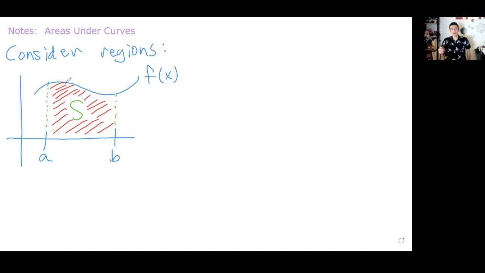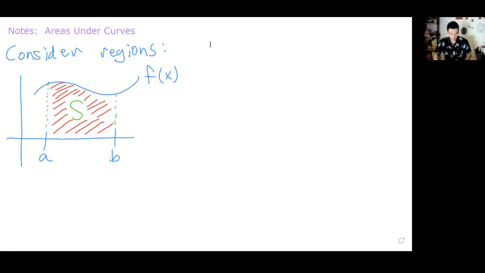When you were younger, they had you find areas of things like squares, triangles, rectangles, parallelograms, circles, and so on and so forth, right? You know the formulas for all those shapes, but what kind of shape is this here? It's nothing you've ever seen because it's fluid. It goes up and it goes down and it twists and turns. I don't know what kind of shape this is. So how am I going to find the area of something very unpredictable like this?